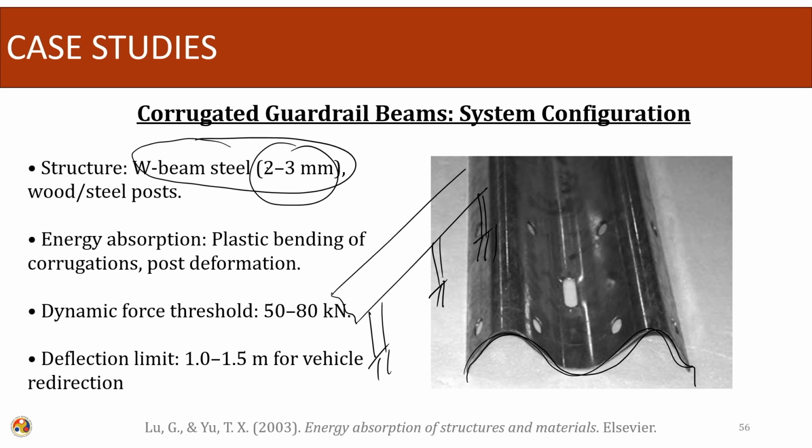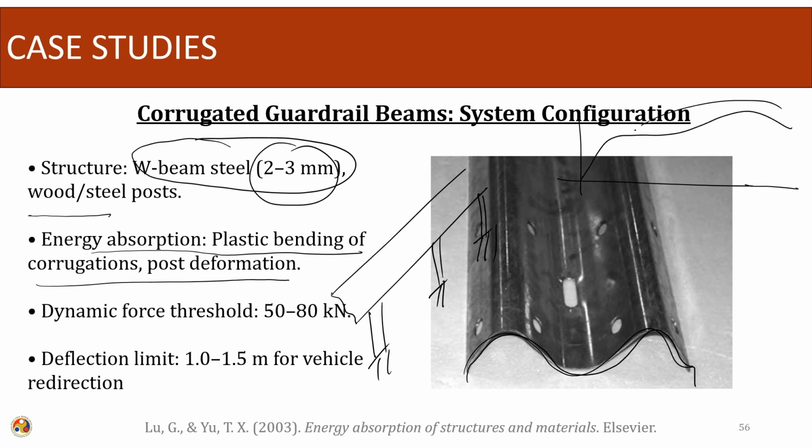And they can also be made from wood and other energy absorbing materials like bamboo and other things. The energy absorption comes from the plastic bending of the corrugations, and the deformation is large. For steel also we know that the plateau region is very high. So, any other material can replace these steel guardrails as long as this energy absorption criterion is satisfied, meaning it has a longer plateau.